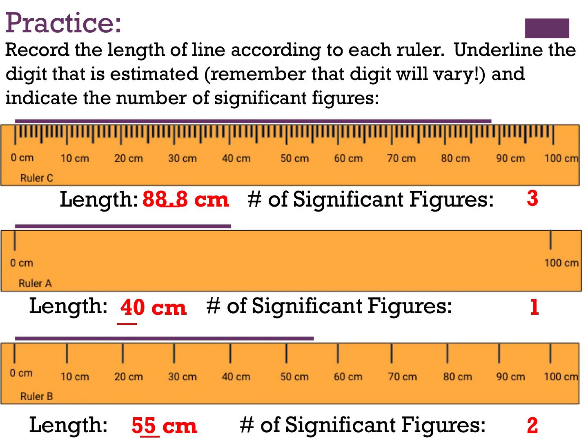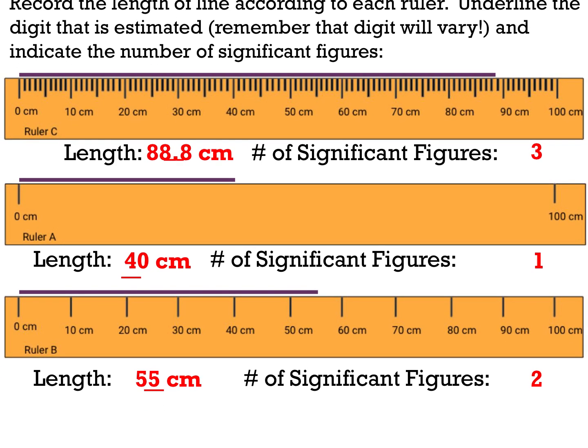Okay, so take a look at the first one. What kind of number did you measure for that first one? Say it. 88.9. Okay, so like 88.9. I got 88.33. How do we know?